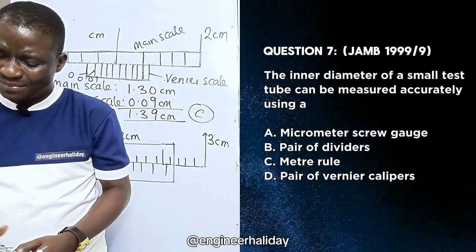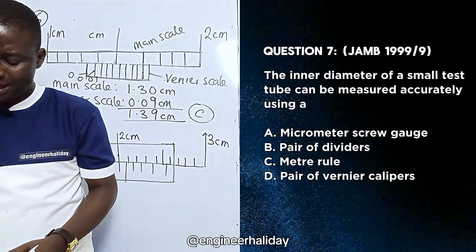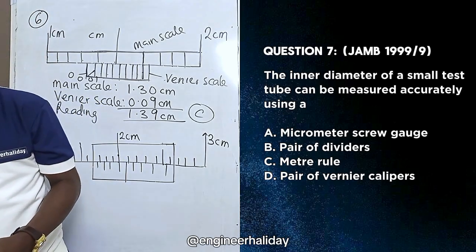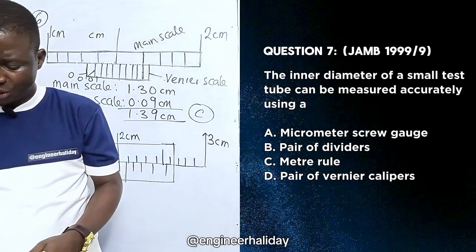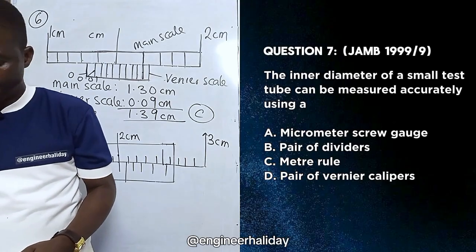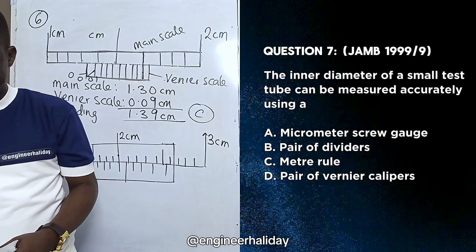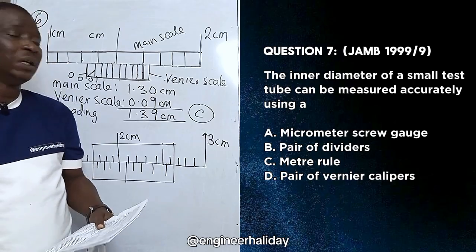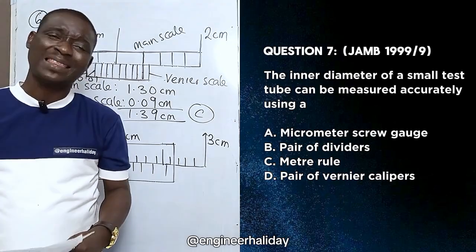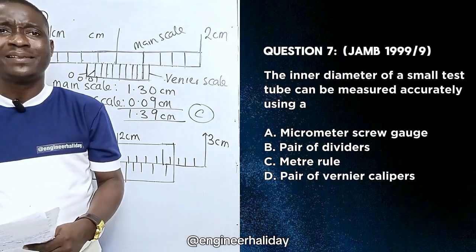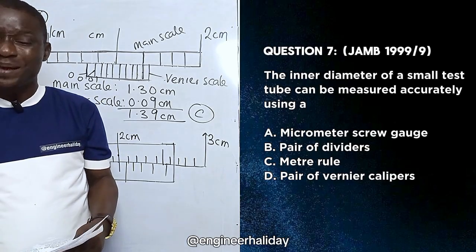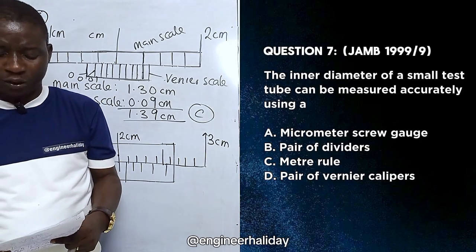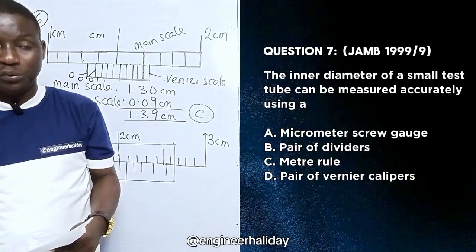The inner diameter of a small test tube can be measured accurately using dash. A, micrometer screw gauge. B, pair of dividers. C, meter rule. D, pair of vernier calipers. Now, the best instrument to measure the inner diameter, whether the test tube is small or big, is a pair of what? Vernier calipers, which is option D.